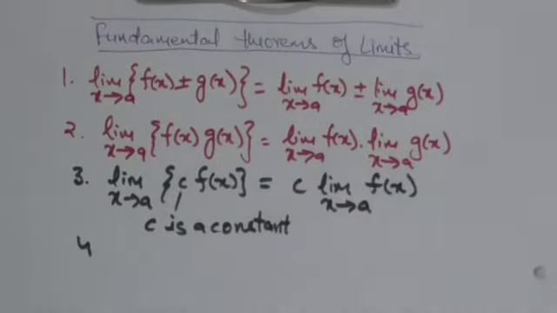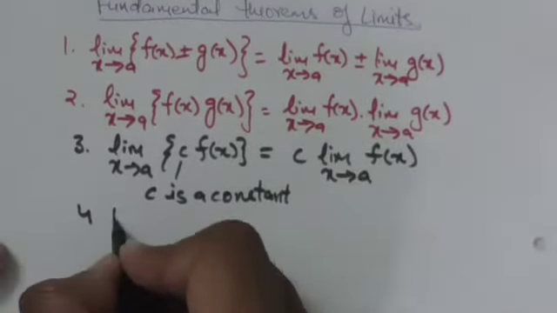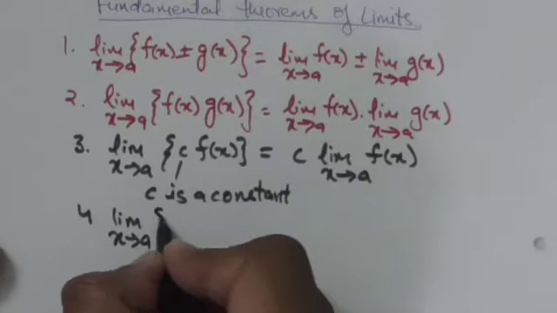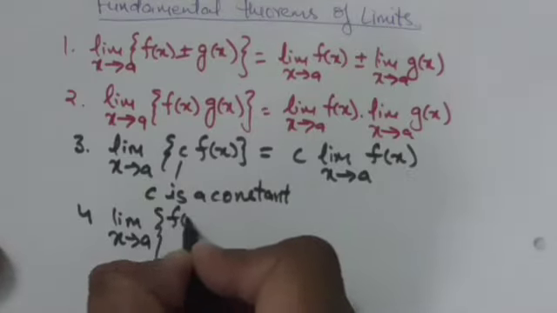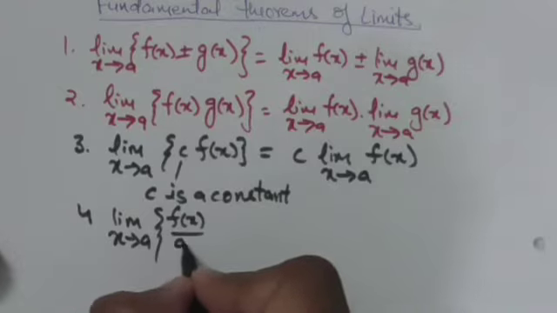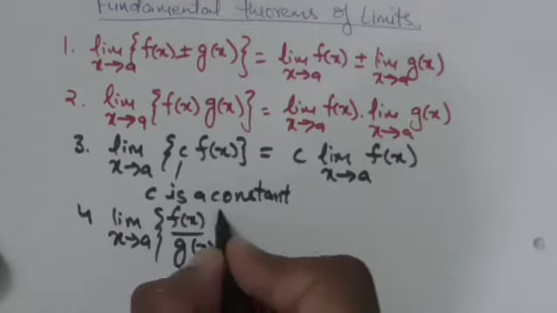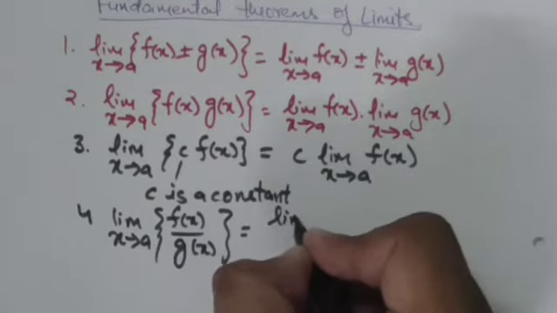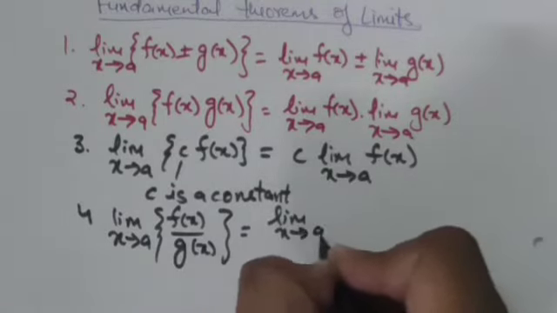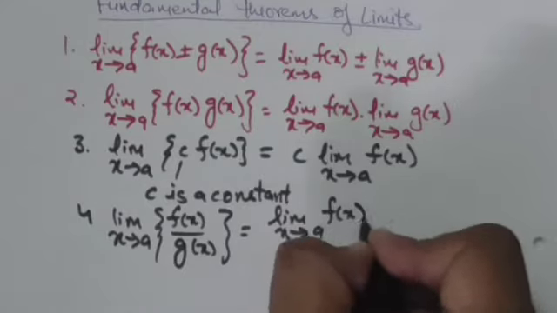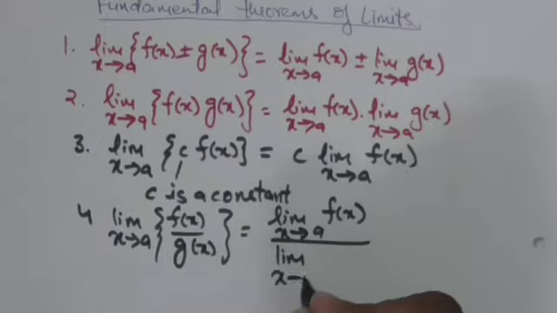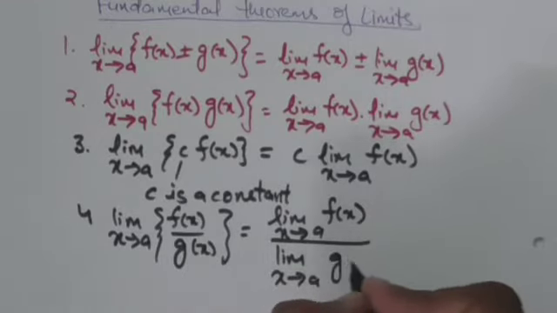Now the next one is limit x tends to a f(x) upon g(x), it is equal to limit x tends to a f(x) upon limit x tends to a g(x).